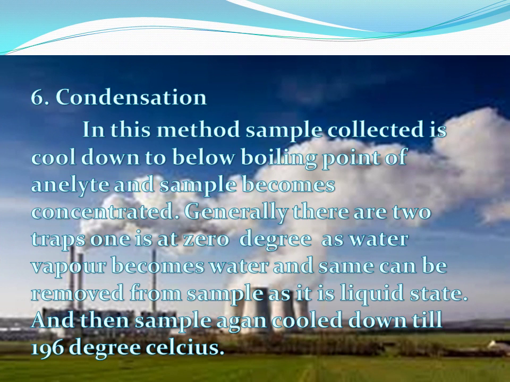Condensation. In this method, the sample collected is cooled down to below the boiling point of the analyte and the sample becomes concentrated. Generically, there are two traps. One is at 0 degrees, as water vapor becomes water and can be removed from the sample as it is in liquid state. And then the sample is cooled down to minus 196 degrees Celsius.